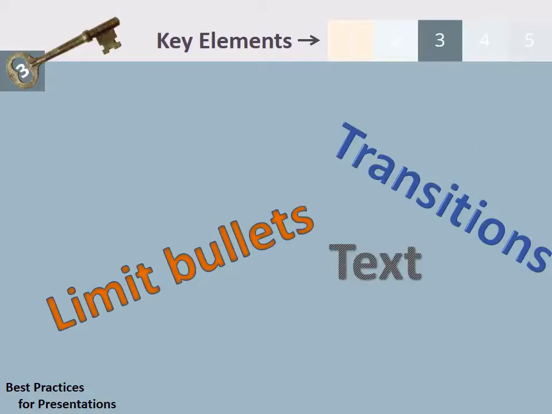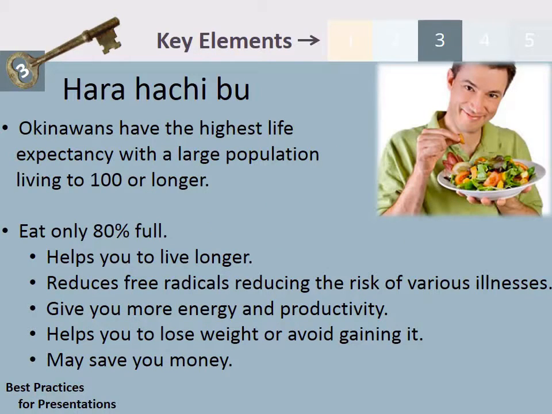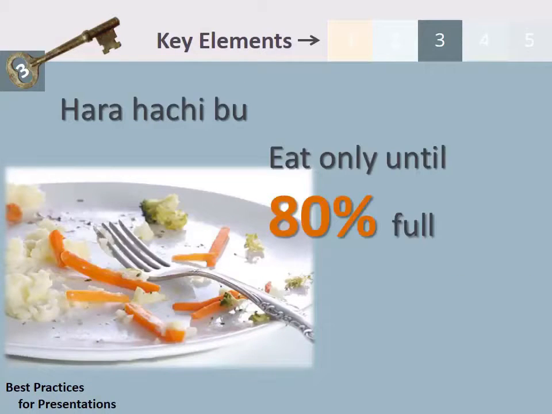Key element number 3. Limit the bullets, the text, and the transitions. This is our before example, a typical slide we are used to seeing. Rethink the content and decide what is the main idea you want to convey. Here's the after example, highlighting the single most important message to the audience. Don't let empty white space scare you into filling it up with stuff. Eliminate that noise and use asymmetrical balance for effect.